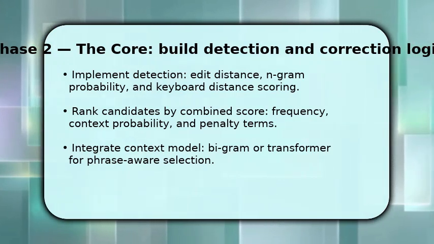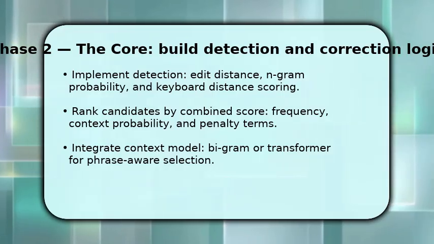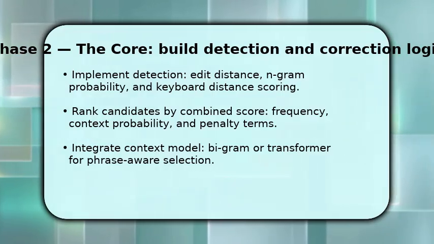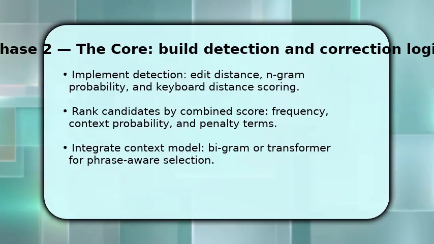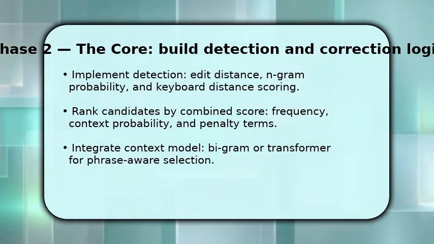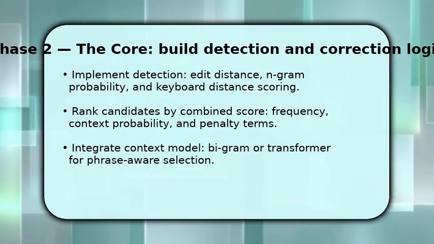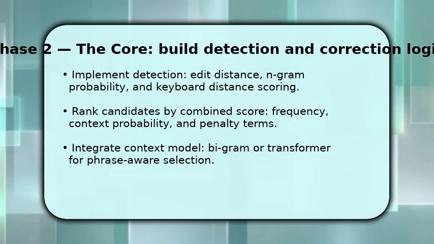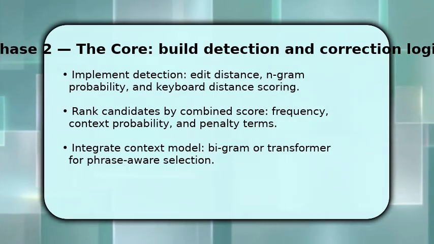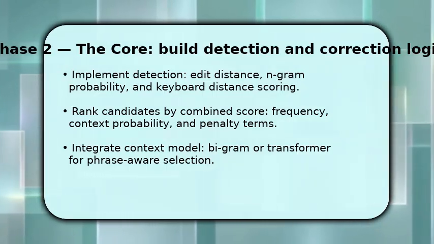Start with candidate generation using edit distance and keyboard distance heuristics, then compute n-gram probabilities to capture usage. Combine scores. Frequency boosts common words, context models favor phrase-appropriate corrections, and penalty terms prevent overcorrection. Make sure to normalize scores and tune thresholds using your test set.